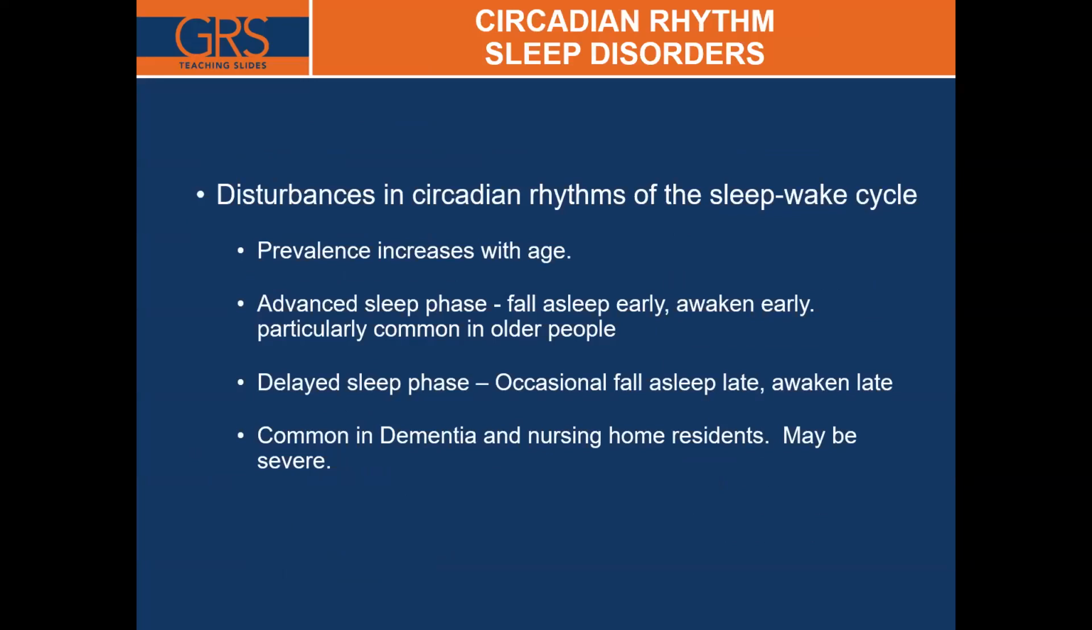Circadian rhythm sleep disorders. This is disruption of the sleep-wake cycle. Prevalence of this increases with age. Advanced sleep phase, where we fall asleep earlier and awaken earlier, is what we see in our older folks. The delayed sleep phase is where we fall asleep late and awaken late, and you see that commonly in dementia or nursing home residents. And disruption in circadian rhythm can be quite severe.